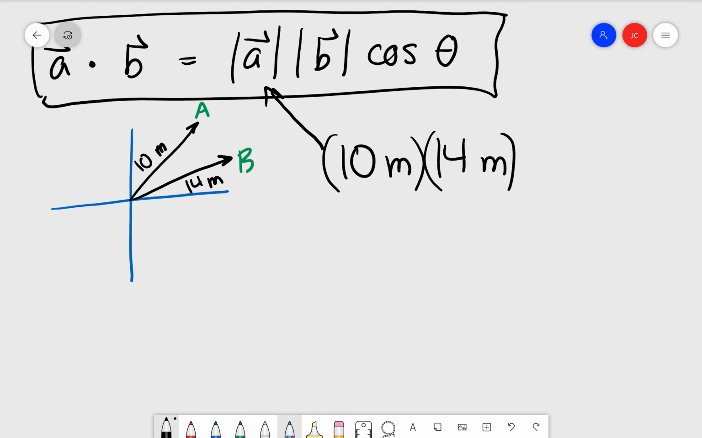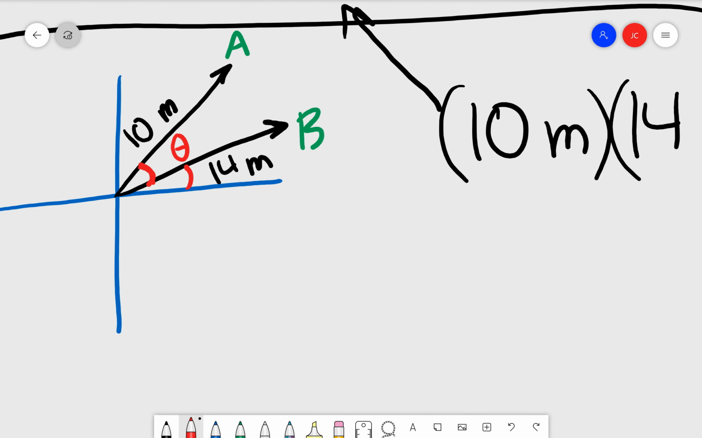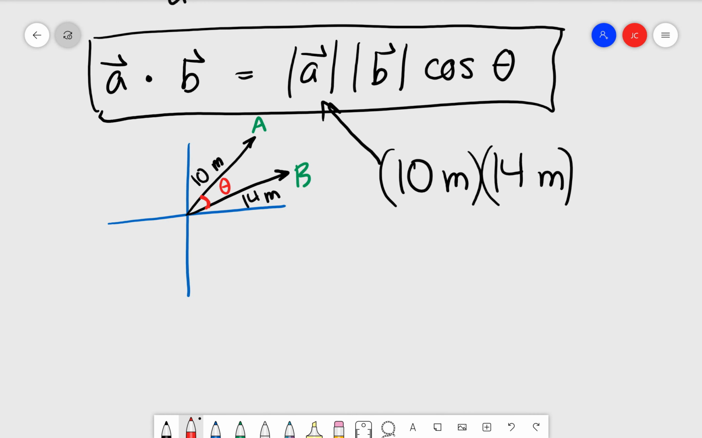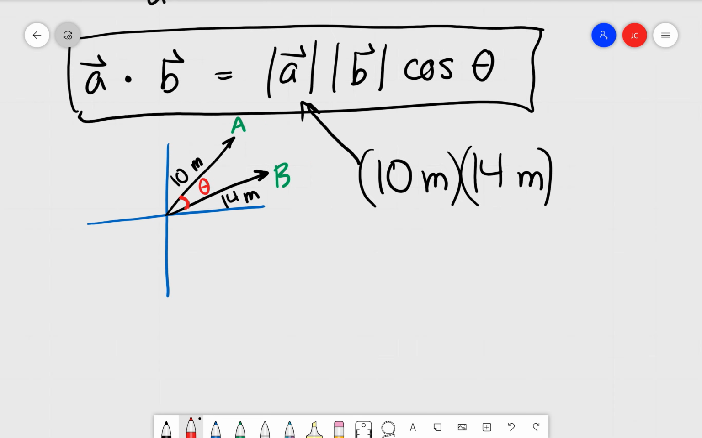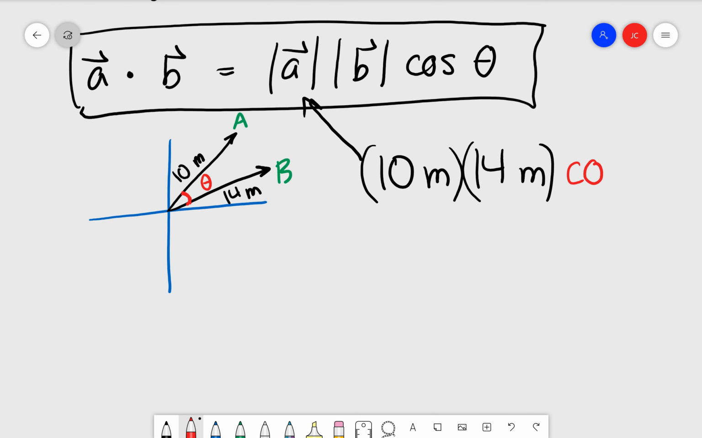What is theta? Theta is this angle between the two vectors. Now, this is a little different. This is not the angle from the origin upward or anything like that. It's not that angle. It's the angle between the two vectors. And that is theta. And it's going to go here, but we're just calculating the cosine of it. Let's assume theta's 15 degrees. When we multiply these three numbers together, we will get the dot product of vectors A and B.